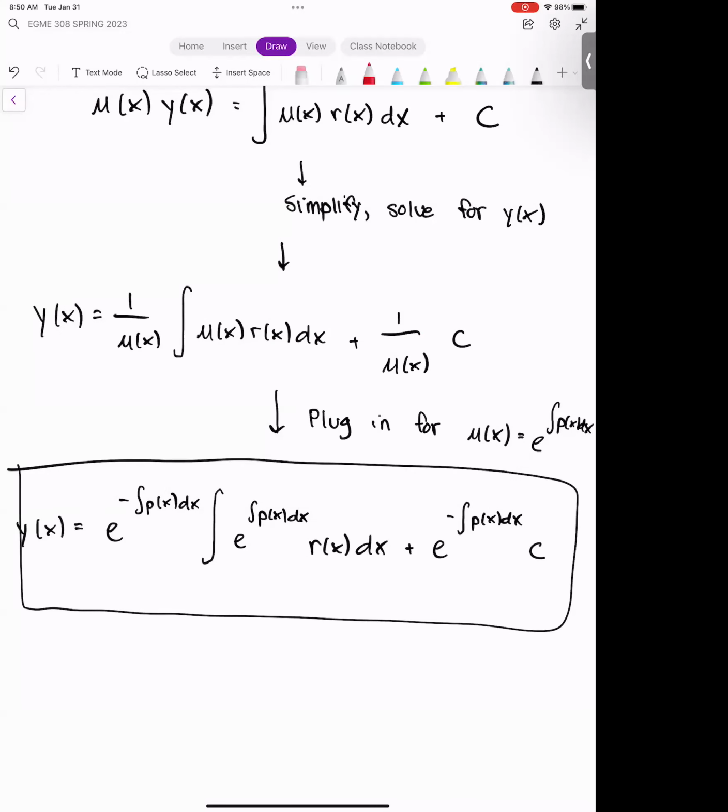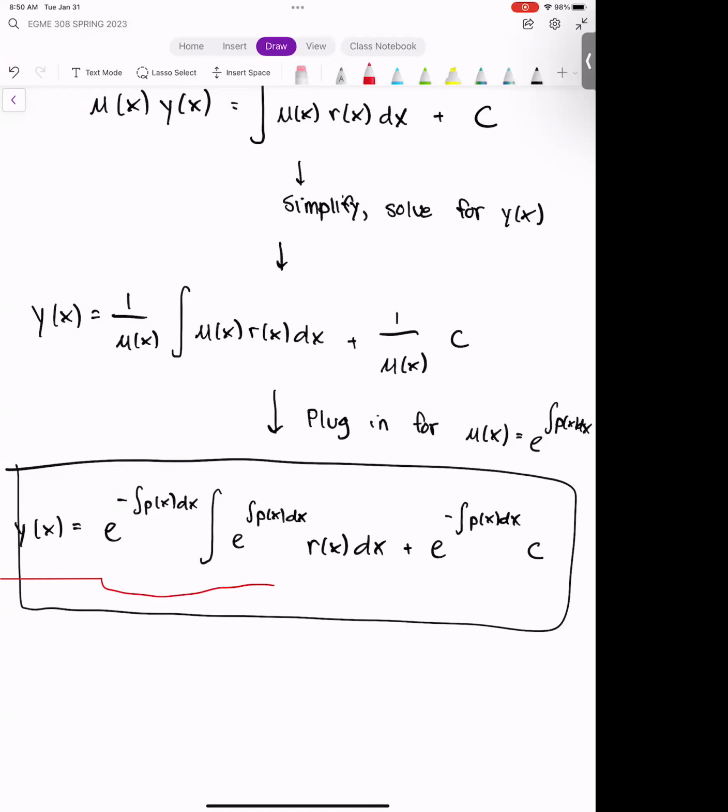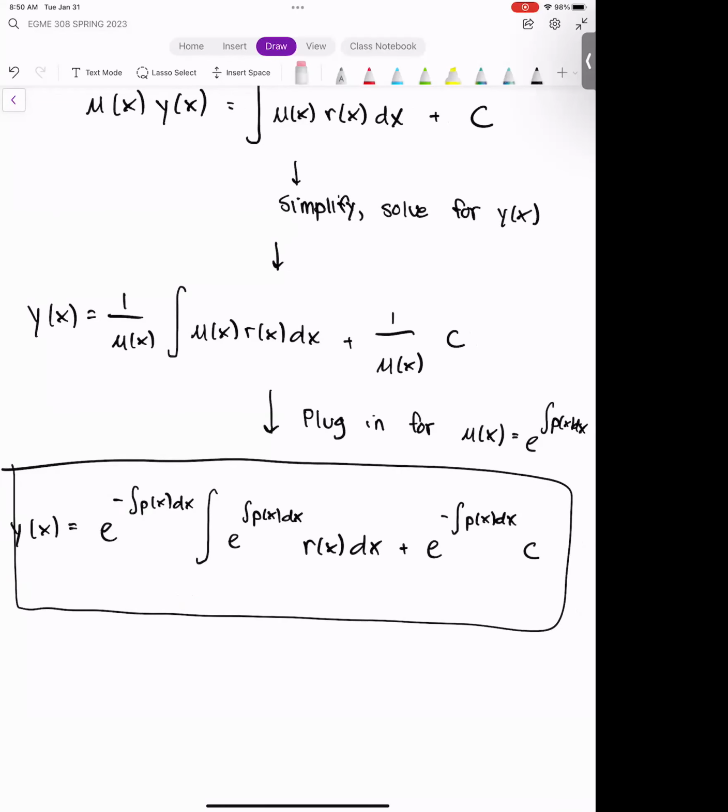And so if you notice from this solution here, we have two terms. They're separated by a plus sign. We have one term here on the left, the big term, and then we have another term here on the right. And that term on the right involves our arbitrary constant.